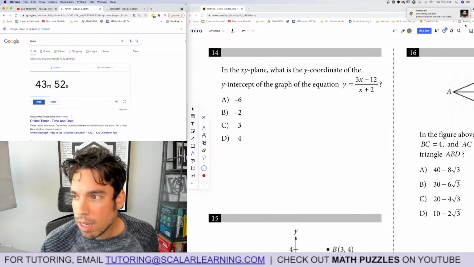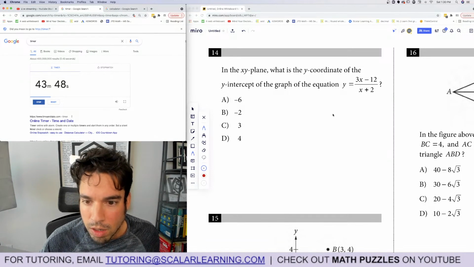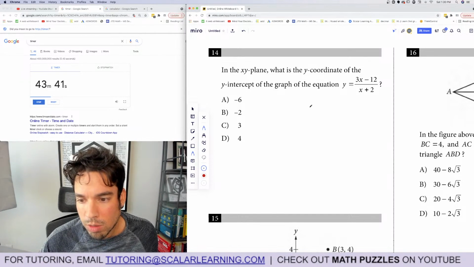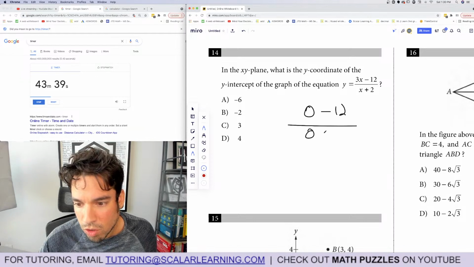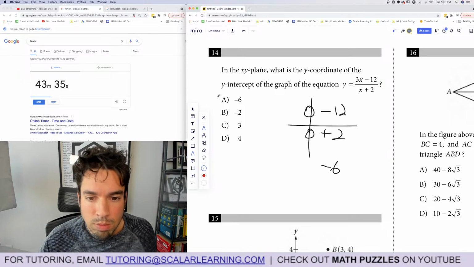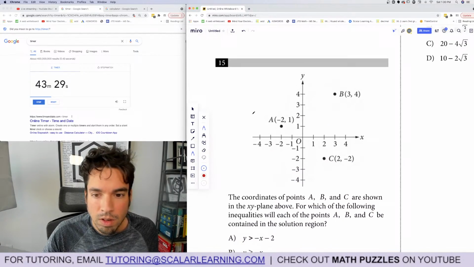In the xy plane, what is the y coordinate of the y-intercept of the equation? The y coordinate of the y-intercept occurs when x equals 0. So 0 times 3 is 0 over 0 plus 2. That's irrelevant. Negative 12 over 2 is negative 6. Boom, done. Should we double check it? Nah, we're good. Okay, 15.